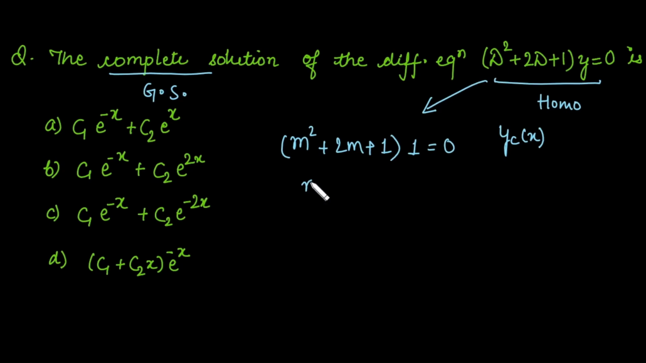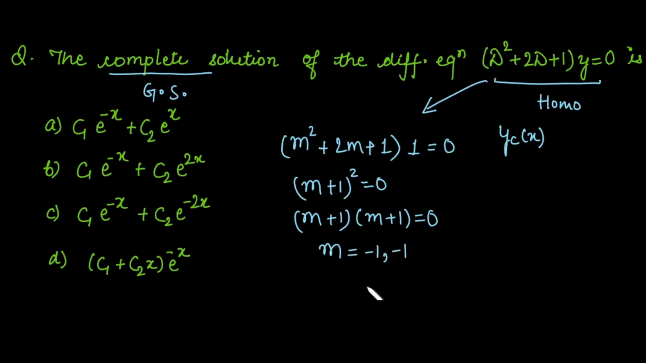So we can write this as m plus 1 whole square is equal to 0. So this is m plus 1 into m plus 1 is equal to 0. Roots are minus 1 and minus 1. So roots are repeated. It means this cannot be the answer. Even this cannot be the answer. Even this cannot be the answer. And the last option is there. That is the correct answer. C1 plus C2 into x, e raised to power minus x, is the complete solution for this differential equation.